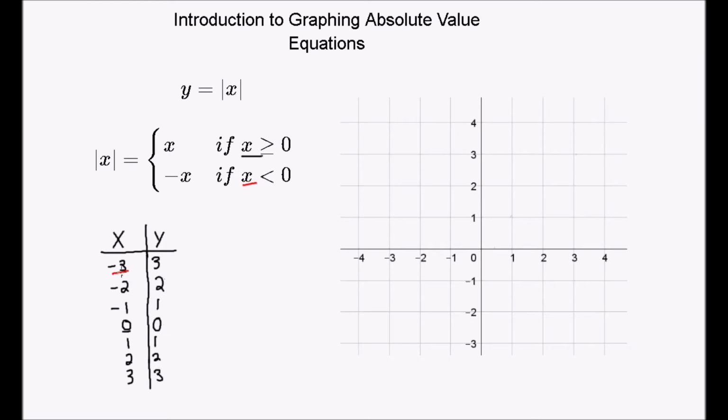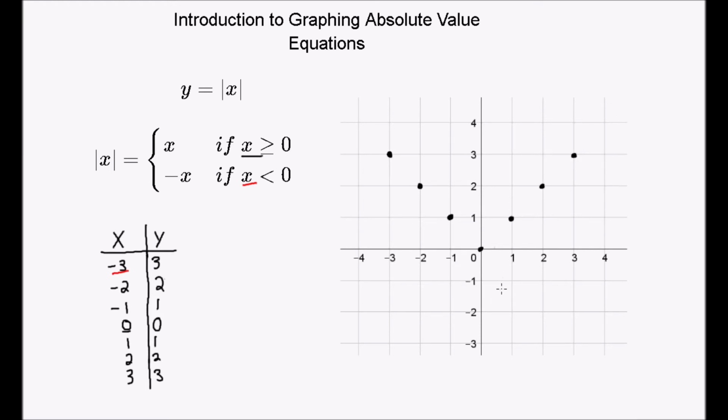So we're going to start with x is negative 3, y is 3. So x is negative 3, y is 3 is located here. This is the point x is negative 2, y is 2. X is negative 1, y is 1. X is 0, y is 0. X is 1, y is 1. X is 2, y is 2. X is 3, y is 3.